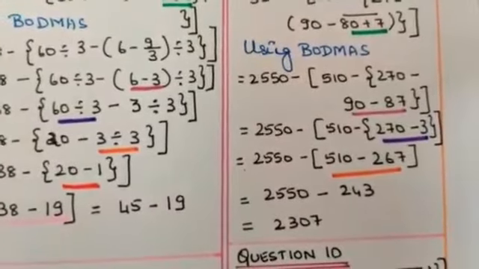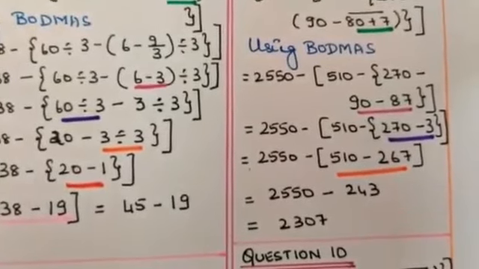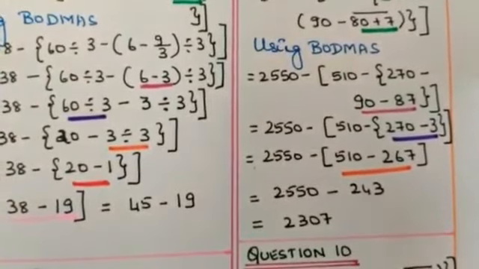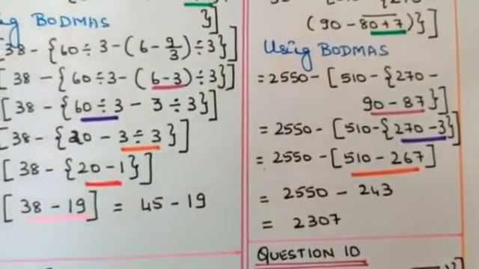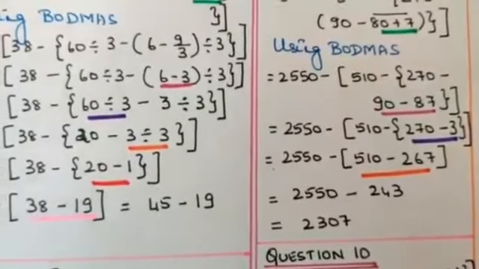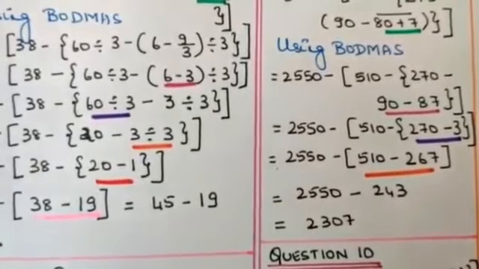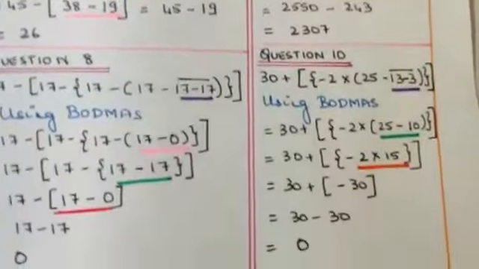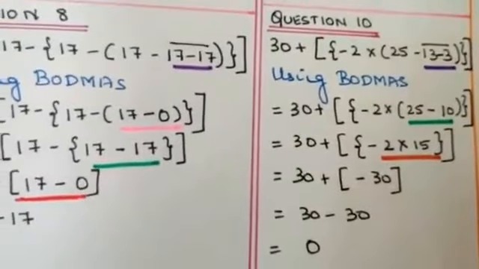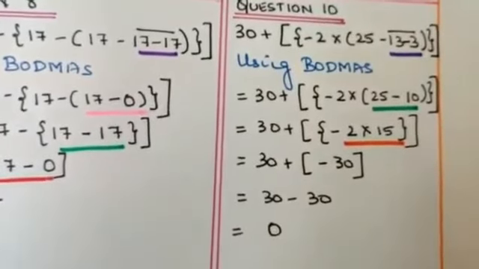Please understand, I am repeating it again, BODMAS, first brackets, and then in the brackets the pattern would be vinculum, simple bracket, flower bracket and the square bracket, and operations would be division, multiplication, addition and subtraction. Let's move on to question number 10. 30 plus minus 2 into 25 minus 13 minus 3.